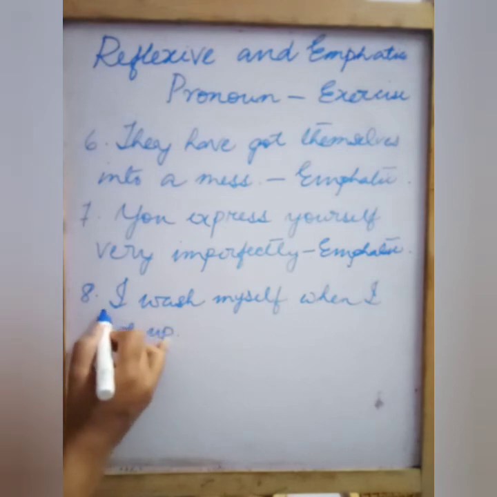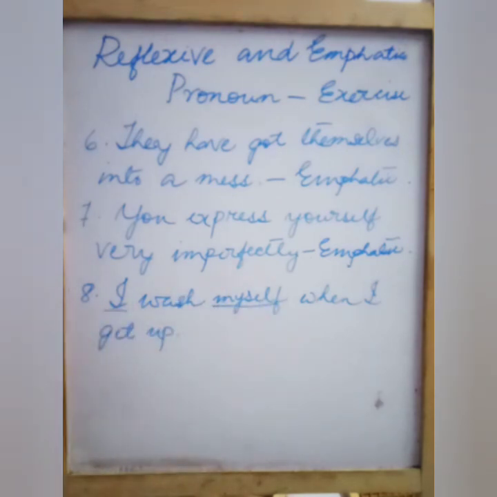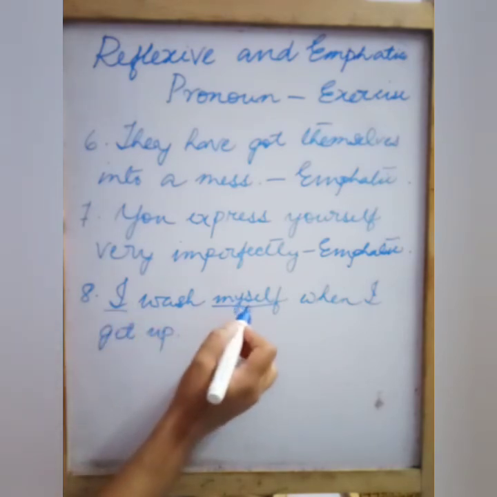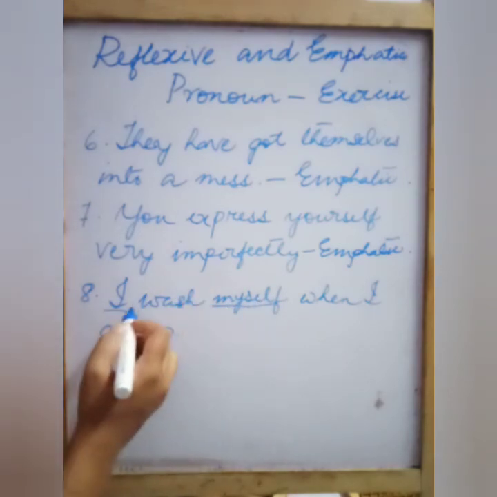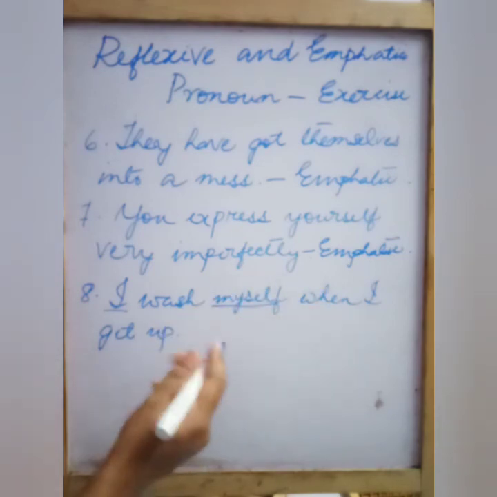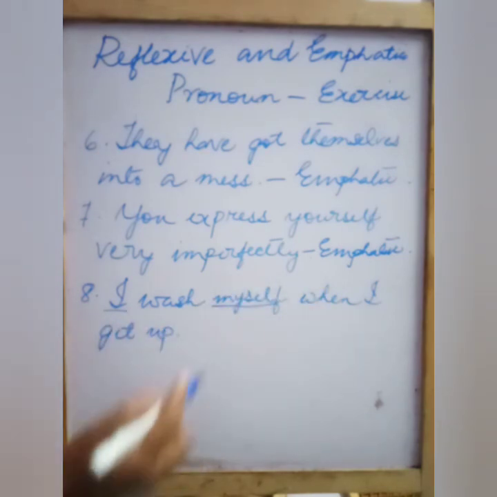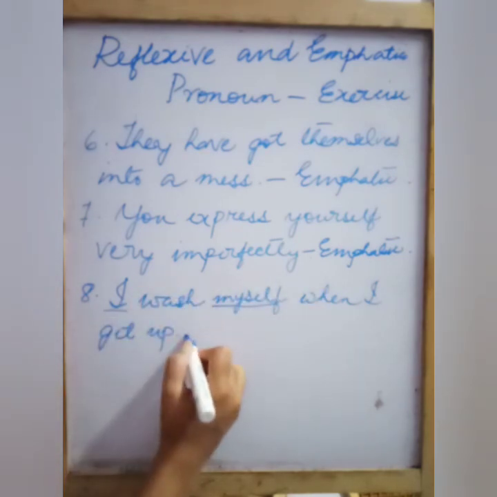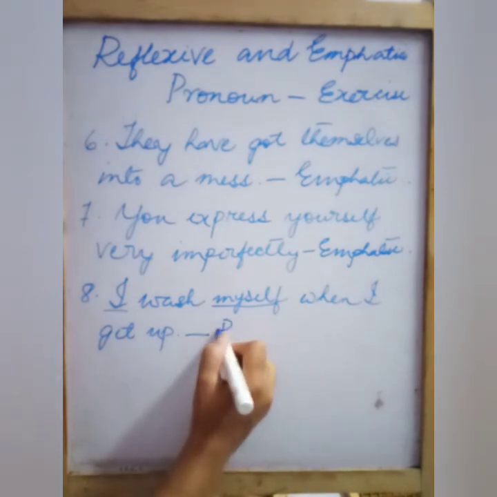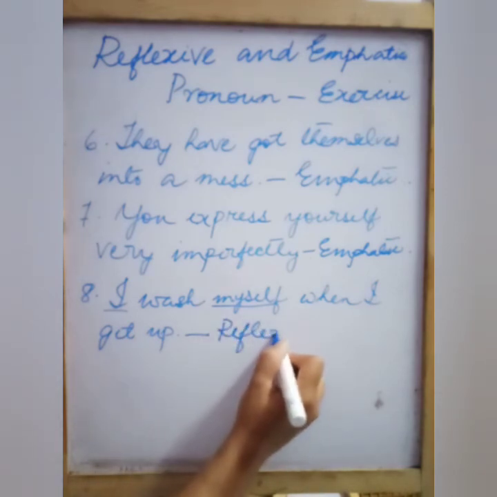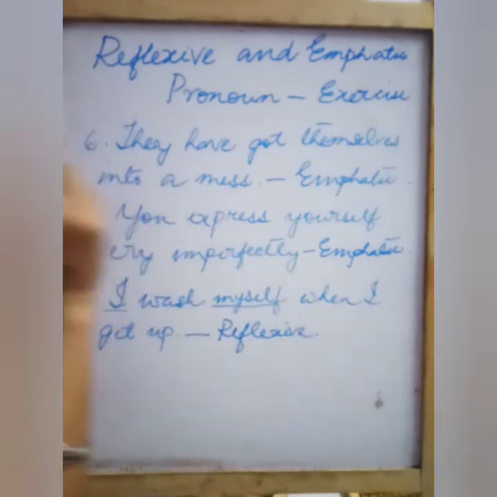So, here again see the subject and the object are the same, isn't it? I wash myself when I get up. Means if we remove the pronoun myself from the sentence, then it becomes I wash when I get up. So it doesn't make sense, isn't it? So the pronoun has to be there. So what it means? It means this is a reflexive pronoun. Fine. So this will be all for today. I hope the concept of reflexive and emphatic pronoun is clear to you.